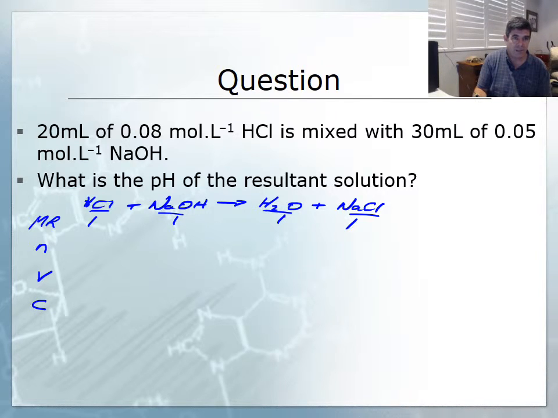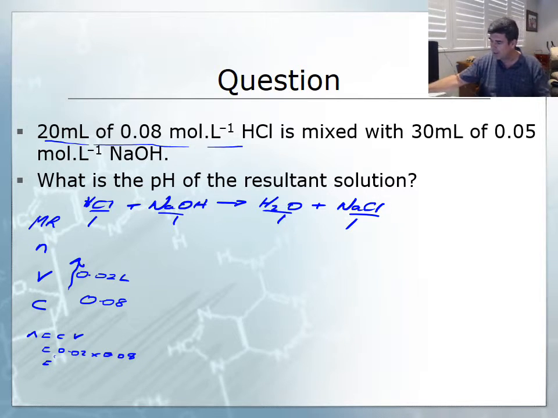In the first case, I have hydrochloric acid, 0.08 molar. So this is concentration, 0.08 molar. And I have 20 mils, and I'm going to convert that to litres because it's just easier for me to work with. So when I go up, I go n equals CV. So this is 0.02 times 0.08. And you can do that on your calculator.